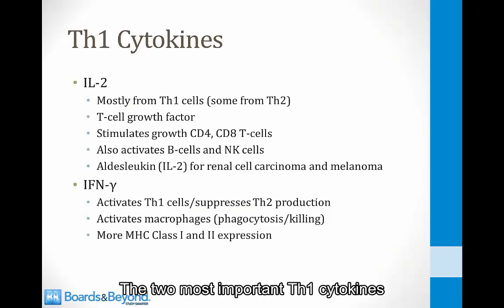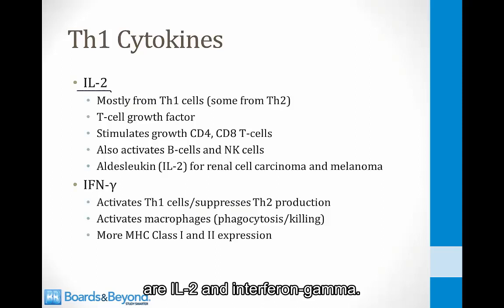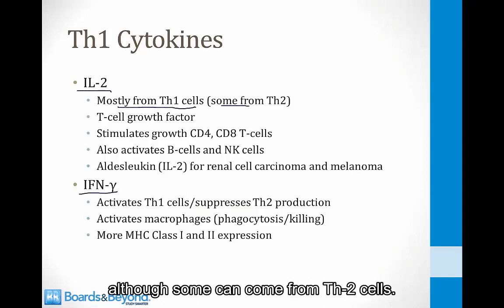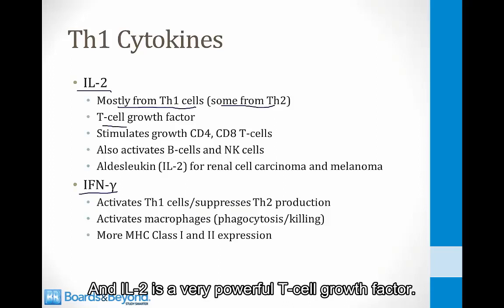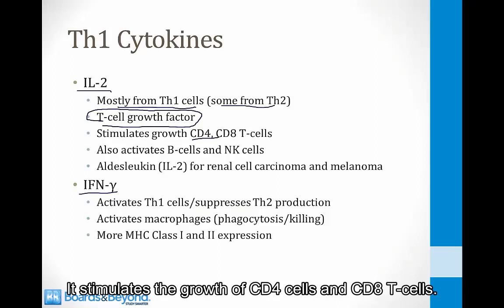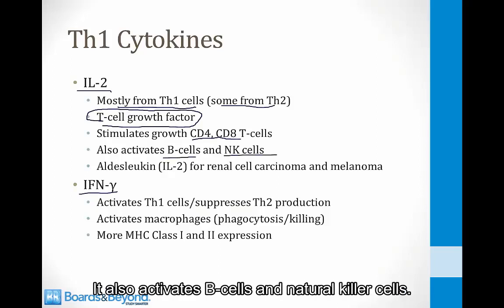The two most important Th1 cytokines are IL-2 and interferon gamma. IL-2 comes mostly from Th1 cells, although some can come from Th2 cells. And IL-2 is a very powerful T cell growth factor. It stimulates the growth of CD4 cells and CD8 T cells. It also activates B cells and natural killer cells.